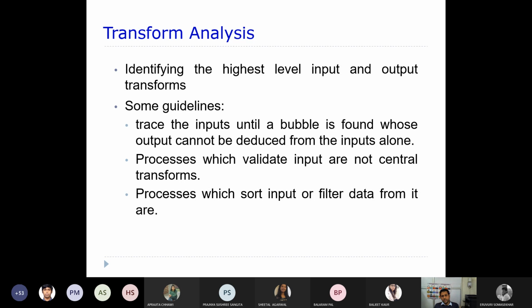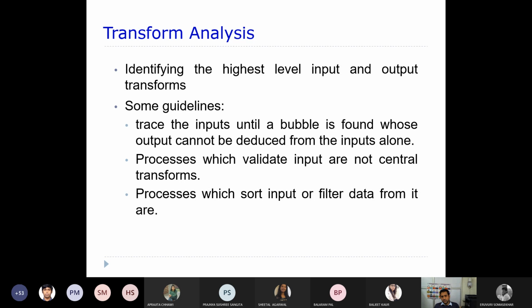Usually, how we do this analysis is that we identify the high level inputs and the high level outputs that require some transformation, right? So that is what we really require. We follow some guidelines when going through this transform analysis, right? What you try to do is trace the inputs, whatever inputs you have.